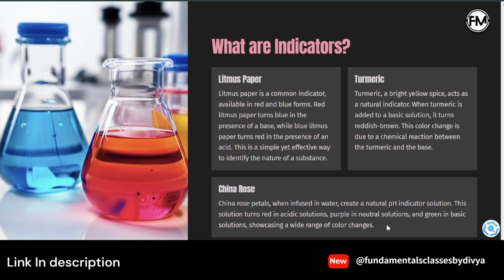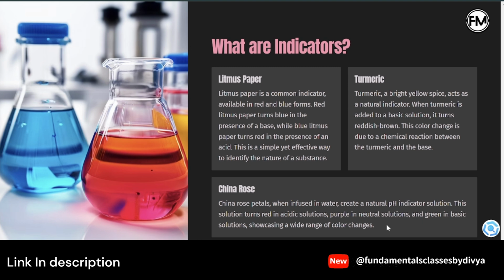Same as bases. The second indicator is turmeric. We use turmeric at home also. It is a bright yellow spice and acts as a natural indicator. When turmeric is added to a basic solution, it turns reddish brown. This color change is due to the chemical reaction between the turmeric and the base, right? So when you put a base on the turmeric, it will become reddish brown. If you mix turmeric and a base, the turmeric will change its color, right?